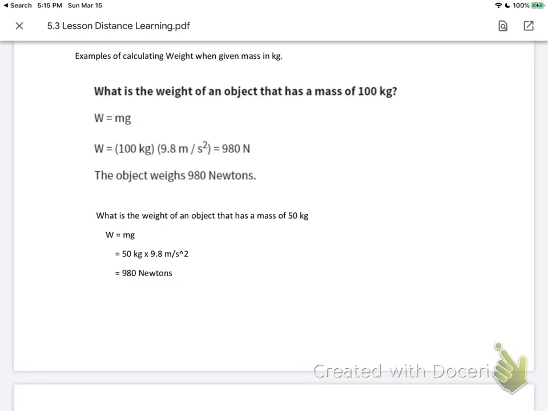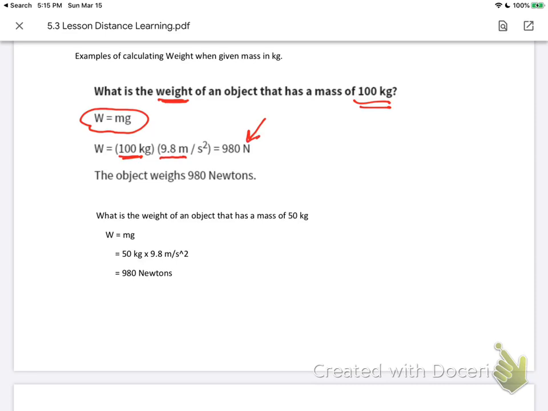On this page, I ask you to do some calculating of weight when given mass in kilograms. What is the weight of an object that has a mass of 100 kilograms? Weight equals mass times the force of gravity. This is a formula that you should become very familiar with. Here's your mass, the 100 kilograms. Because we're in the metric system, we're going to use 9.8 meters per second squared. And notice that the result is weight in newtons.